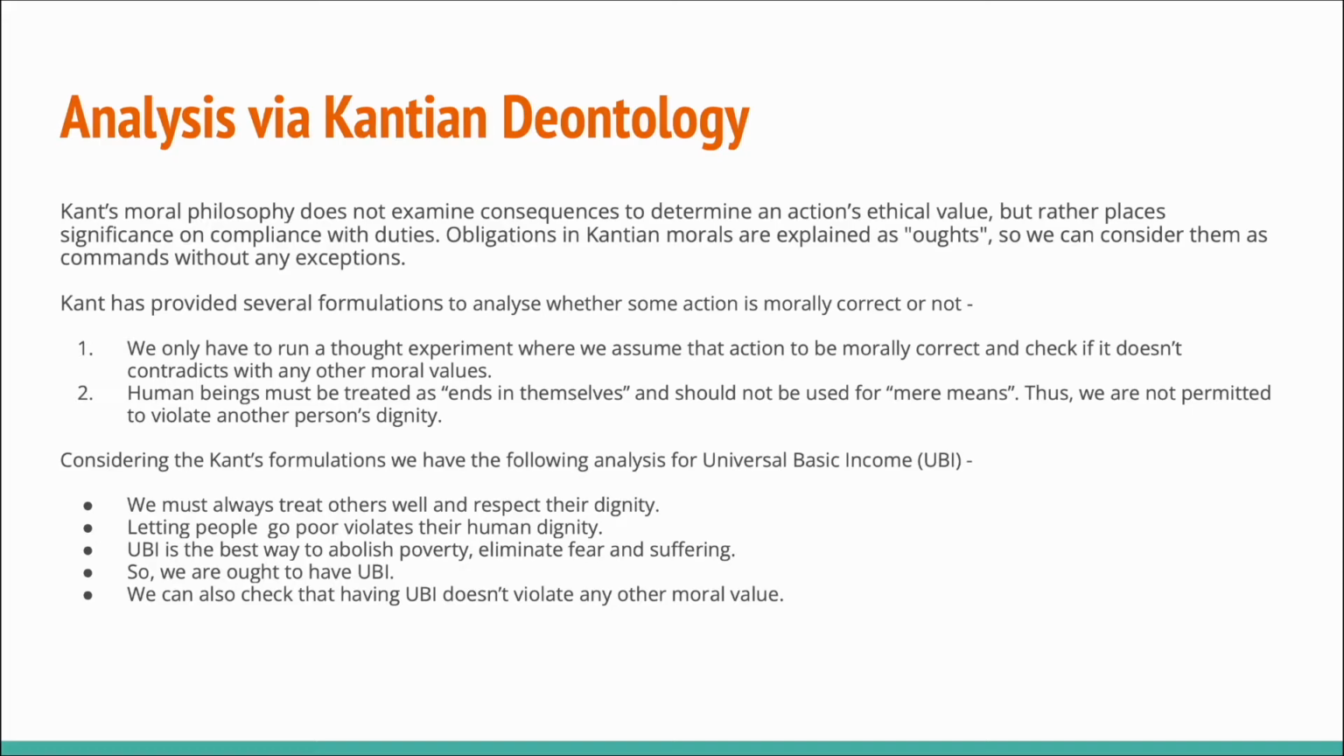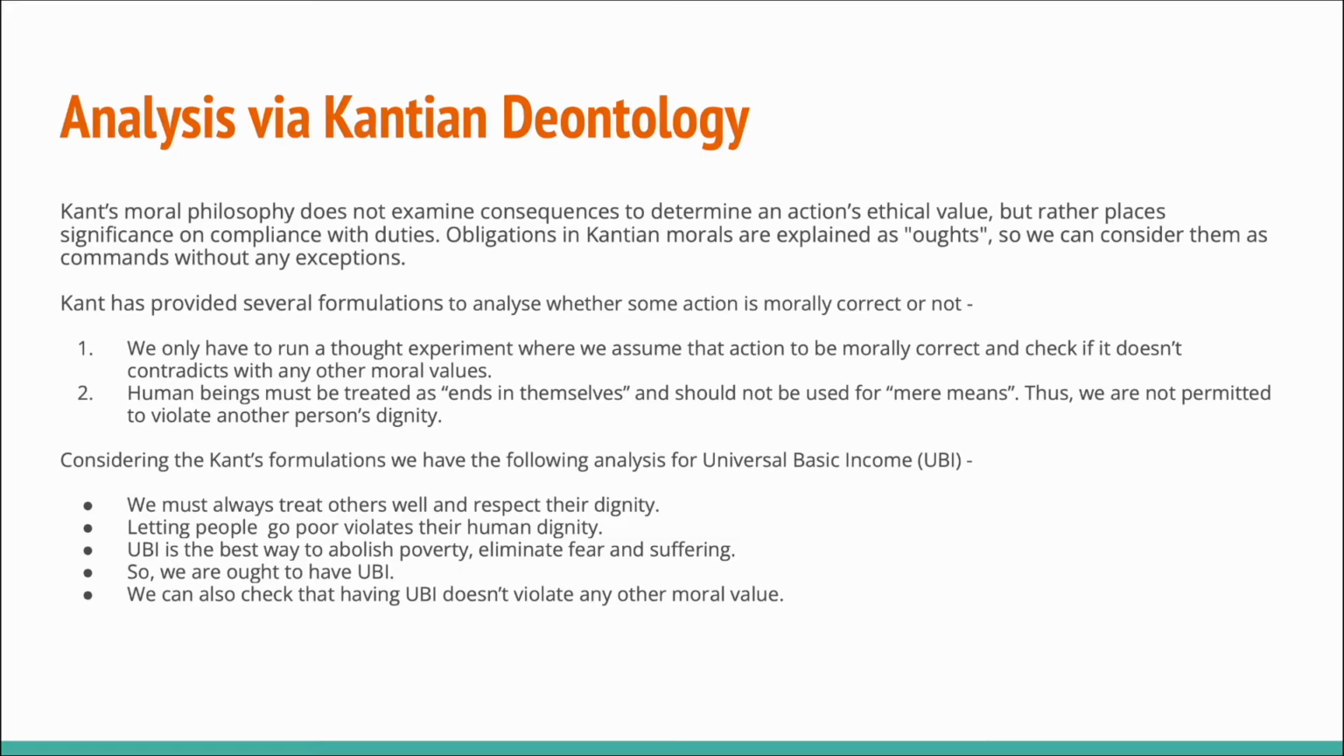Kant has provided several formulations to analyze whether some action is morally correct or not. The first formulation is that we run a thought experiment where we assume that action to be morally correct and check that it does not contradict any other moral values. The second formulation is that every human being, irrespective of what they have done in their life or what they are about to do, must be treated as ends in themselves and should not be used as mere means. Thus, we are not permitted to violate another person's dignity.